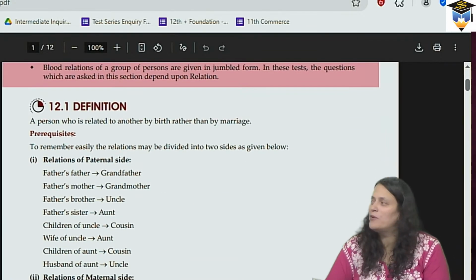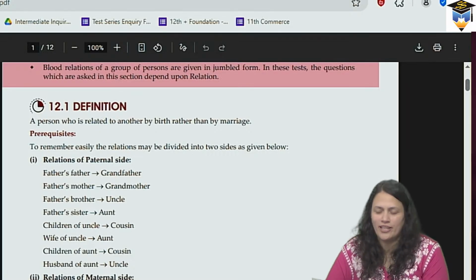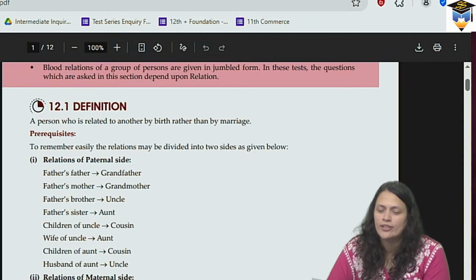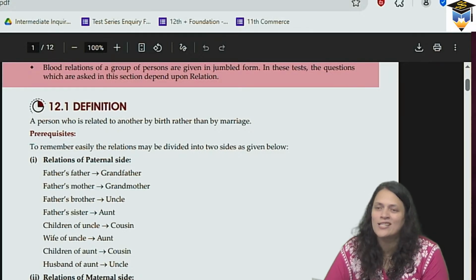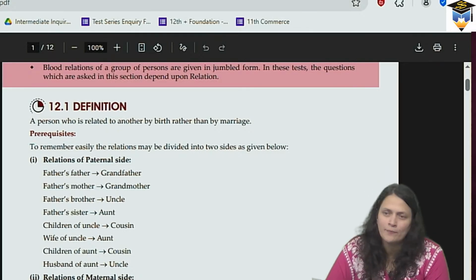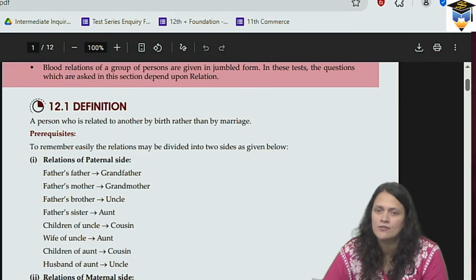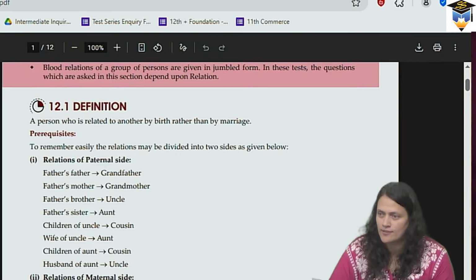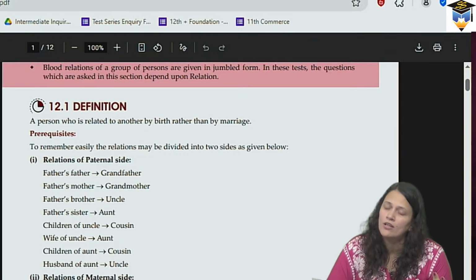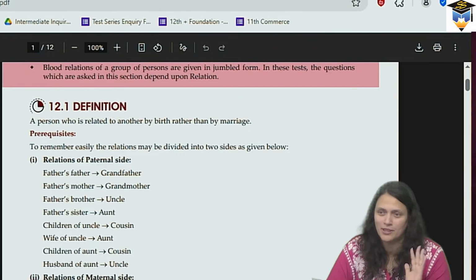Now, tell me what is the definition of blood relation, or you can read it from your textbook. A person who is related to another by birth rather than by marriage. So husband and wife are not blood related because they are related to each other by marriage. So who will be the blood relations? Mother, father, brother or sister. Also grandfather, grandmother.